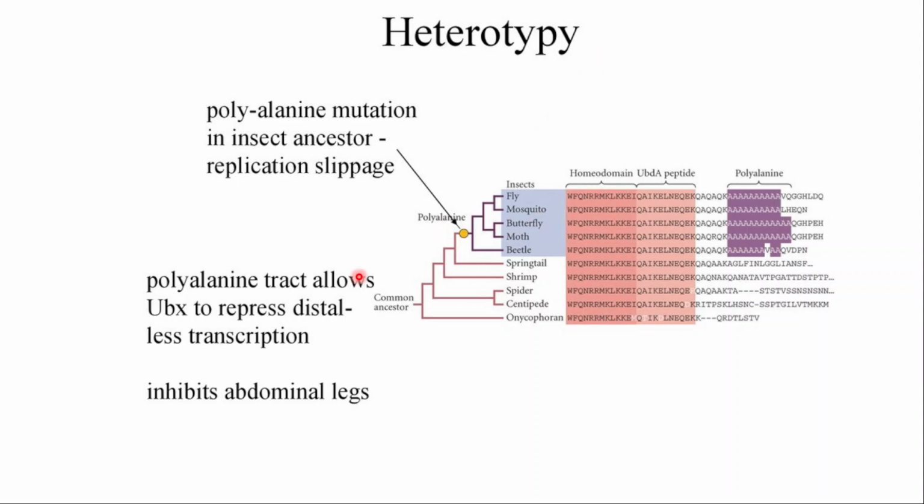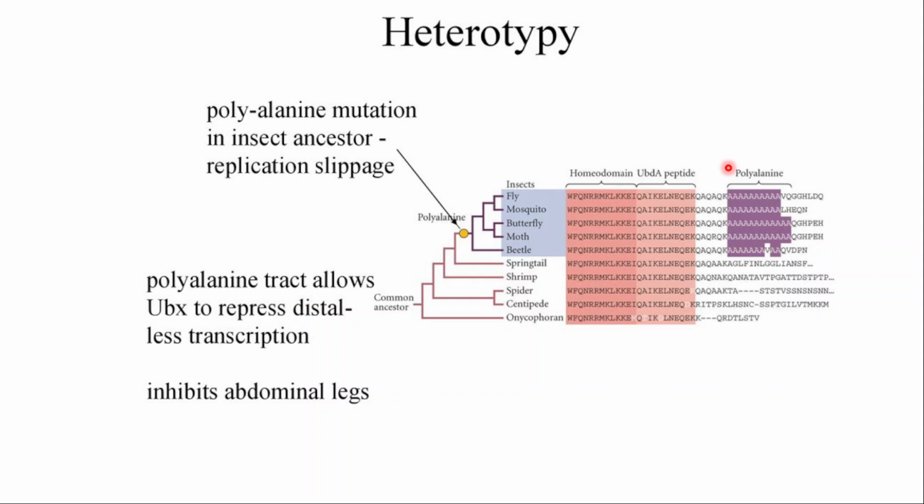So earlier we had a different kind of Ultrabithorax which was not able to repress Distal-less. Now we have a polyalanine stretch in the Ultrabithorax, which is a different type. So that is heterotypy. Now this kind of Ultrabithorax is able to repress Distal-less transcription, inhibiting abdominal legs in insects. So that's why the second statement is not true. It will be a polyalanine mutation instead of polyarginine.